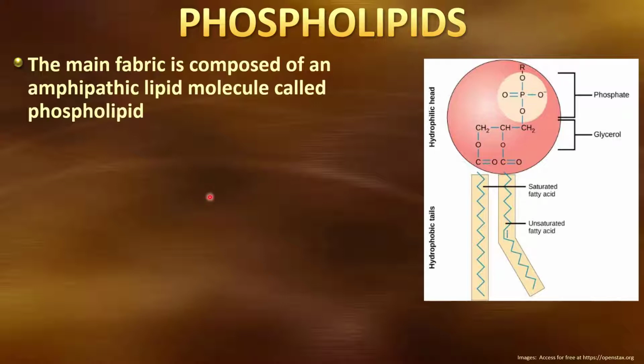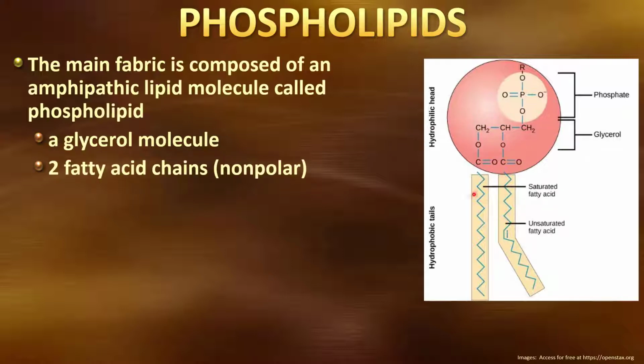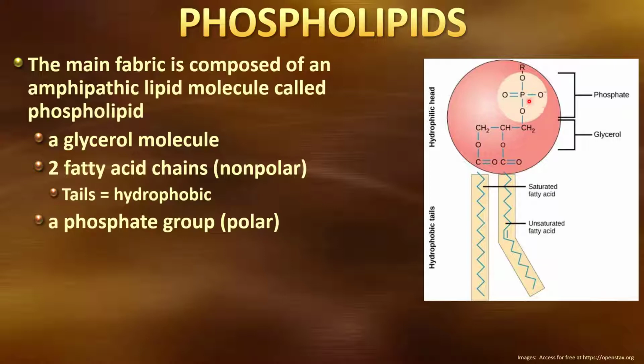Recall from our chemistry section that a phospholipid is made up of a glycerol molecule, and that's what we see right here. This is that 3-carbon chain. Attached to it, we have 2 fatty acid chains coming off here. Those are the tails. Those are the nonpolar regions. Because they're nonpolar, they are hydrophobic. Then we also have up here a phosphate-containing group. That is polar. So because it's polar, that is the hydrophilic portion that likes water.